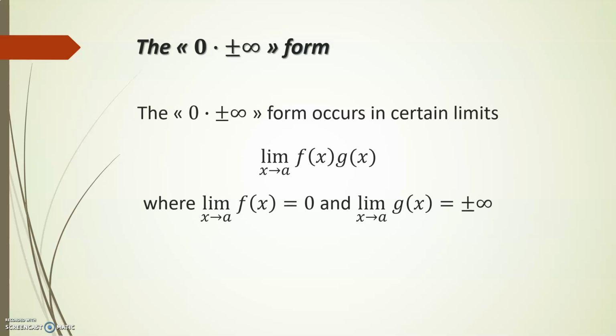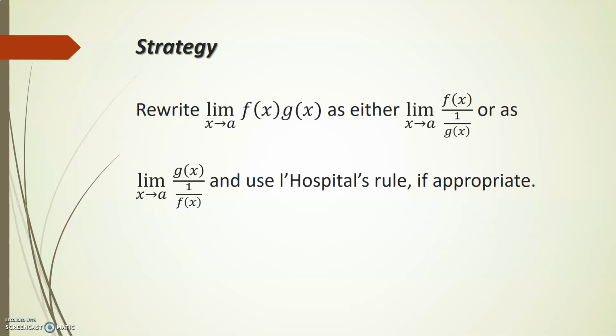0 times infinity, or 0 times minus infinity, are considered indeterminate forms of limits. We encounter 0 times plus or minus infinity forms in cases where we have a limit where the product of two functions f and g go to 0 in one case and to infinity in the other. The strategy that we will use in order to solve these limits will be to reverse either f of x or g of x to create a fraction.